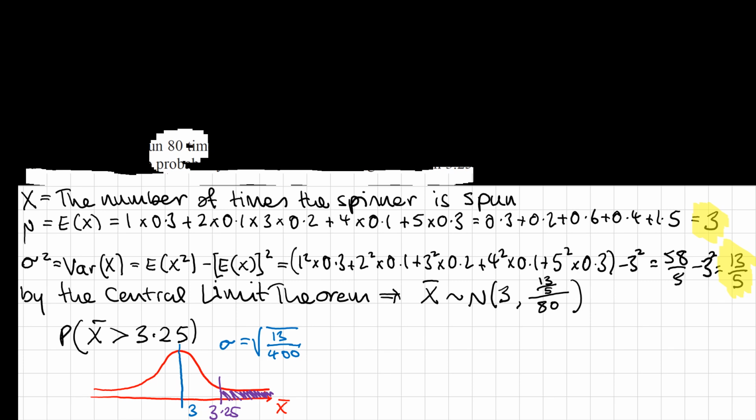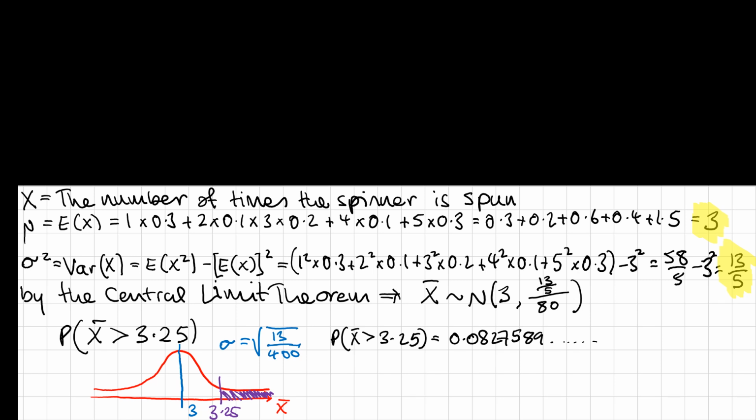Okay, doing that all on the calculator, what I get for the probability that the sample mean is greater than 3.25 is 0.08275, I wrote down 7 when I said 5, 8, 9, and so on. Now an answer to 3 significant figures is adequate, so 0.0828, to 3 significant figures.